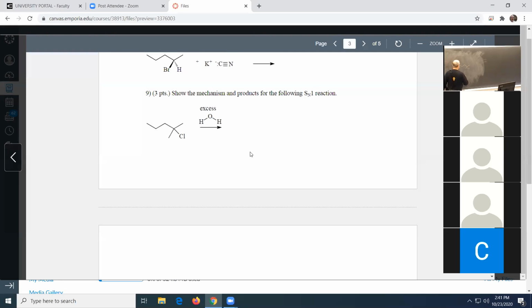All right, so the first step is dissociation or heterolysis. Chlorine leaves. Okay, that gives us a tertiary carbocation. Water comes in and attacks.